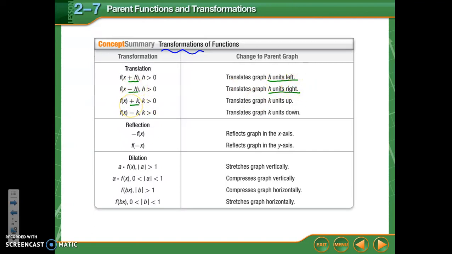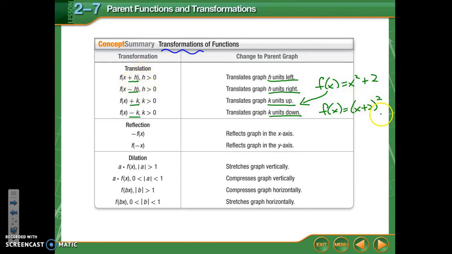If I have a number added outside of the function, it moves up, and a number subtracted outside of the function moves down. So this would be something like if I have f(x) equals x squared plus 2. This 2 is not inside of the squared part. It's just added outside the function, so it would match this situation. It would move 2 units up. Whereas if I had f(x) equals (x plus 2) quantity squared, that looks like this first situation here.